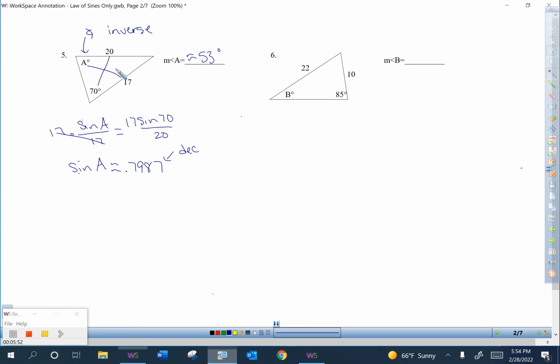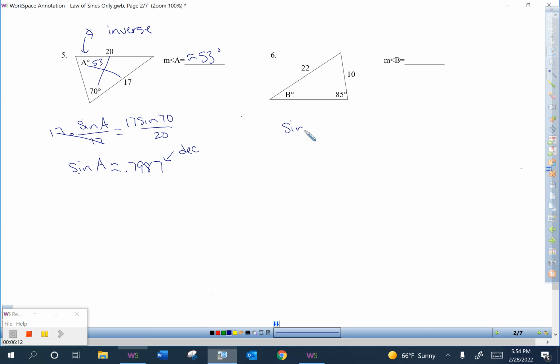And again, you can check your picture to make sure it makes sense. So this, if it were 53, is across from the smaller side, makes sense for us. Alright, what I want you to do is pause the video and try that next example for me, please.